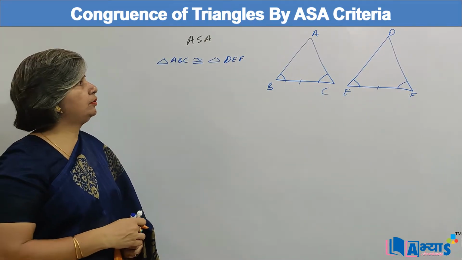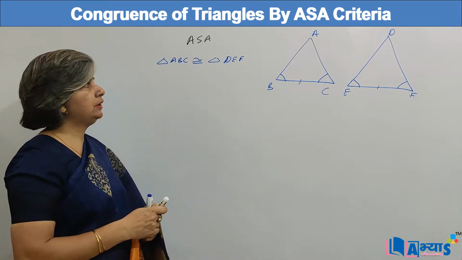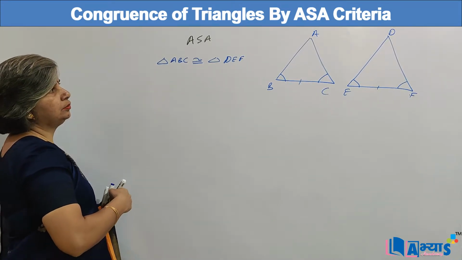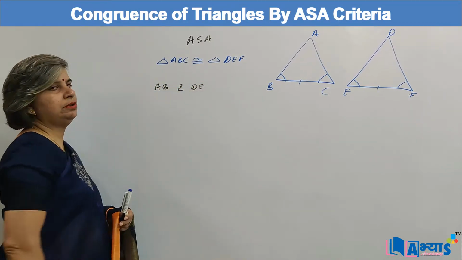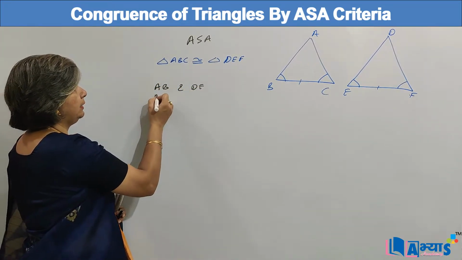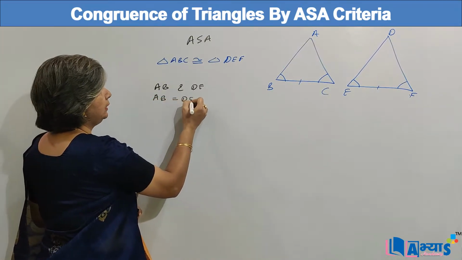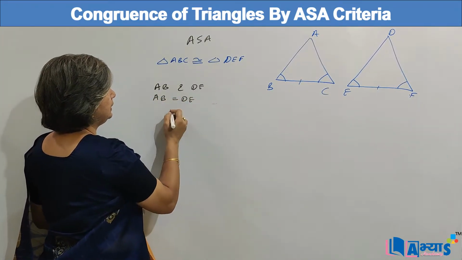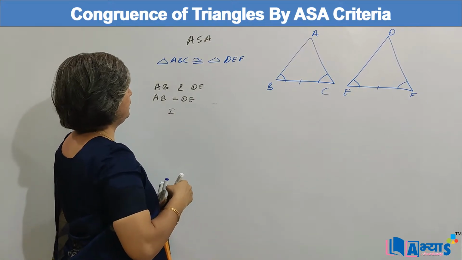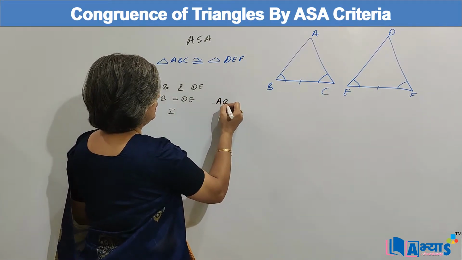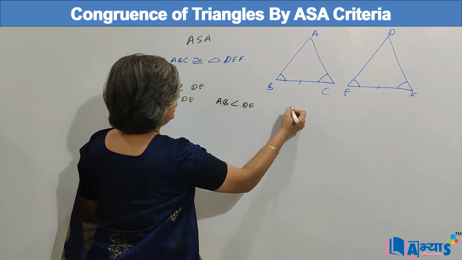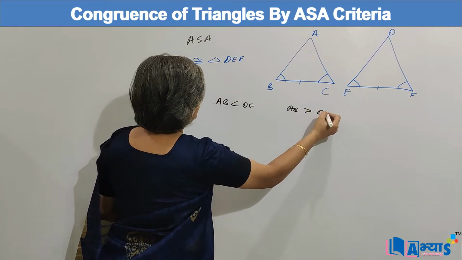Now we shall try to derive this concept. For this, let us take the two sides AB and DE. There can be three possibilities, that either AB is equal to DE, or this is the case 1. Case 2 will be AB is less than DE, or AB is greater than DE.